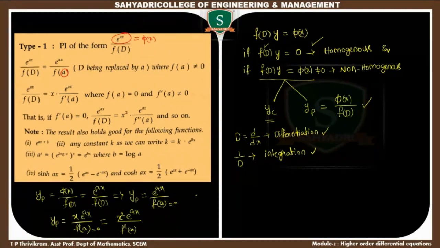Okay, we'll continue. Suppose again this f double dash of a is also 0. At that time what happens? Again multiply one more x in the numerator. That means x cube e power ax divided by f triple dash of a.